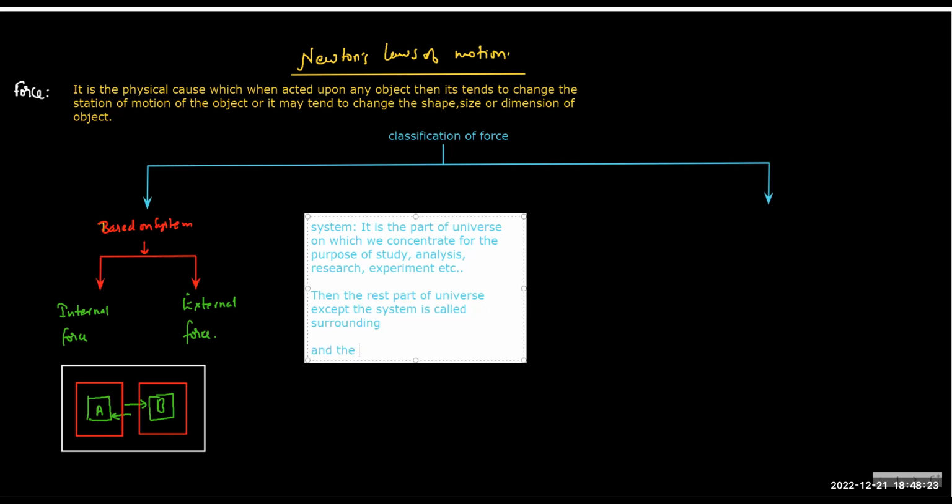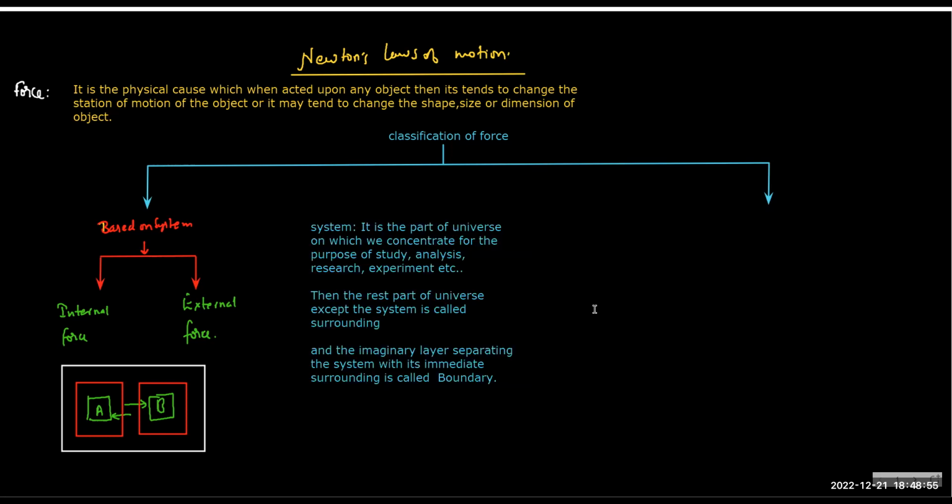And the imaginary layer separating the system with its immediate surrounding is called boundary. So this is a simple definition that one should be aware of. So system is clear. What is system? Tell me, guys. System is clear.